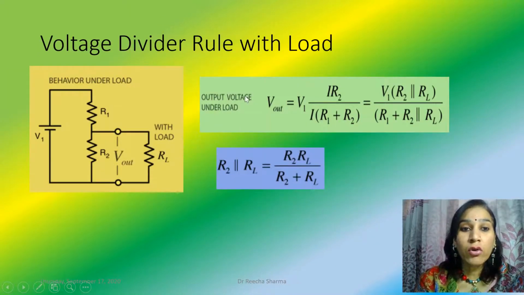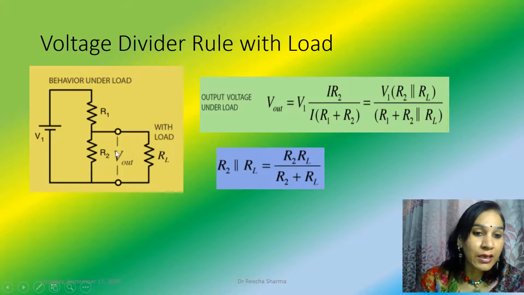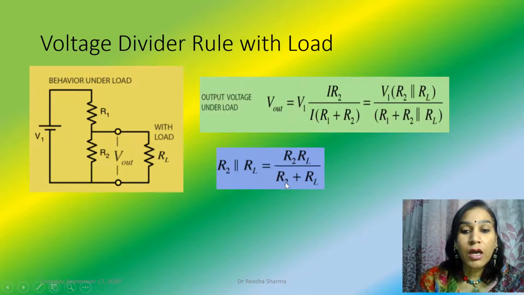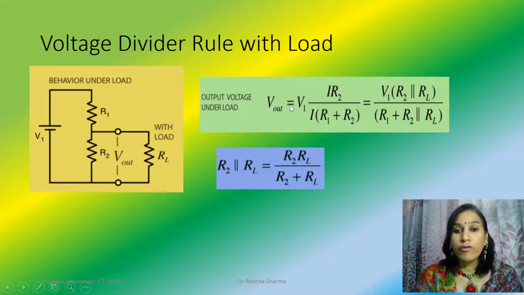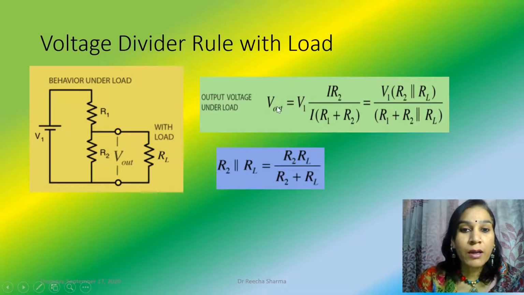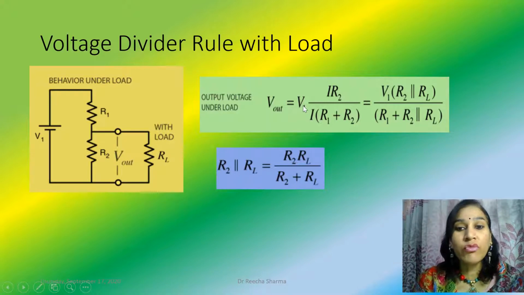Now the voltage divider rule with load. When we are having this load resistance RL, the formula will become different. Here in this circuit RL and R2 are in parallel, so it will become R2 into RL upon R2 plus RL. This is the parallel relationship between R2 and RL. So when we fit this into the formula, it will become Vout equals V1 into I R2 upon I R1 plus R2.